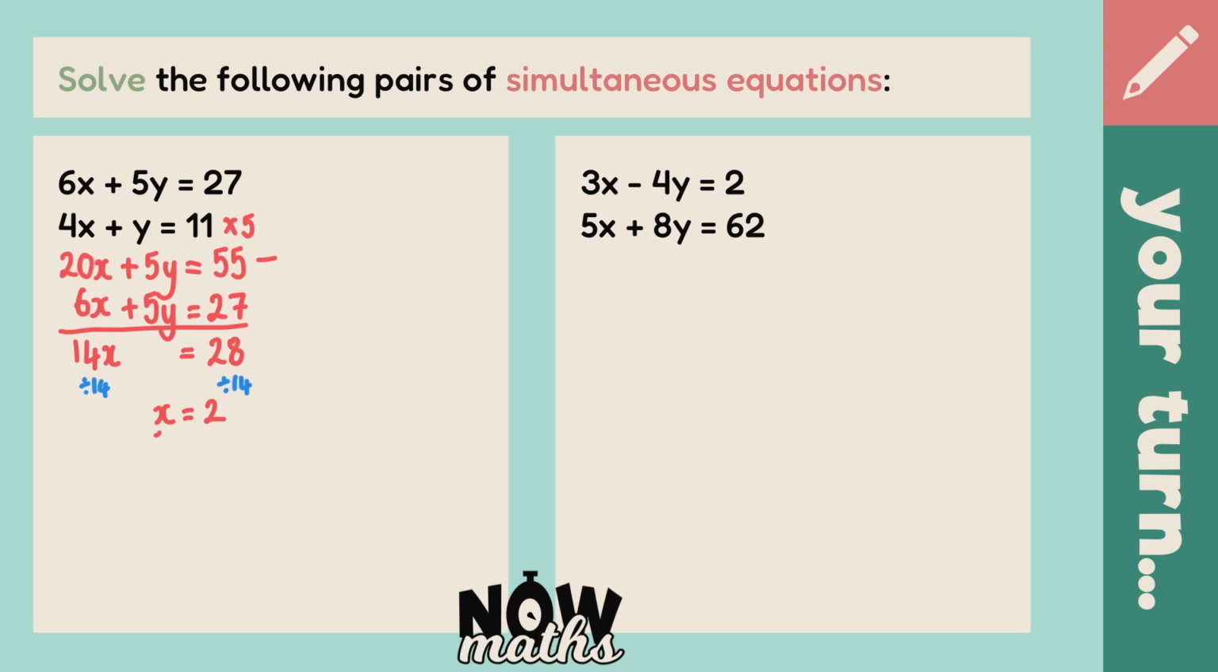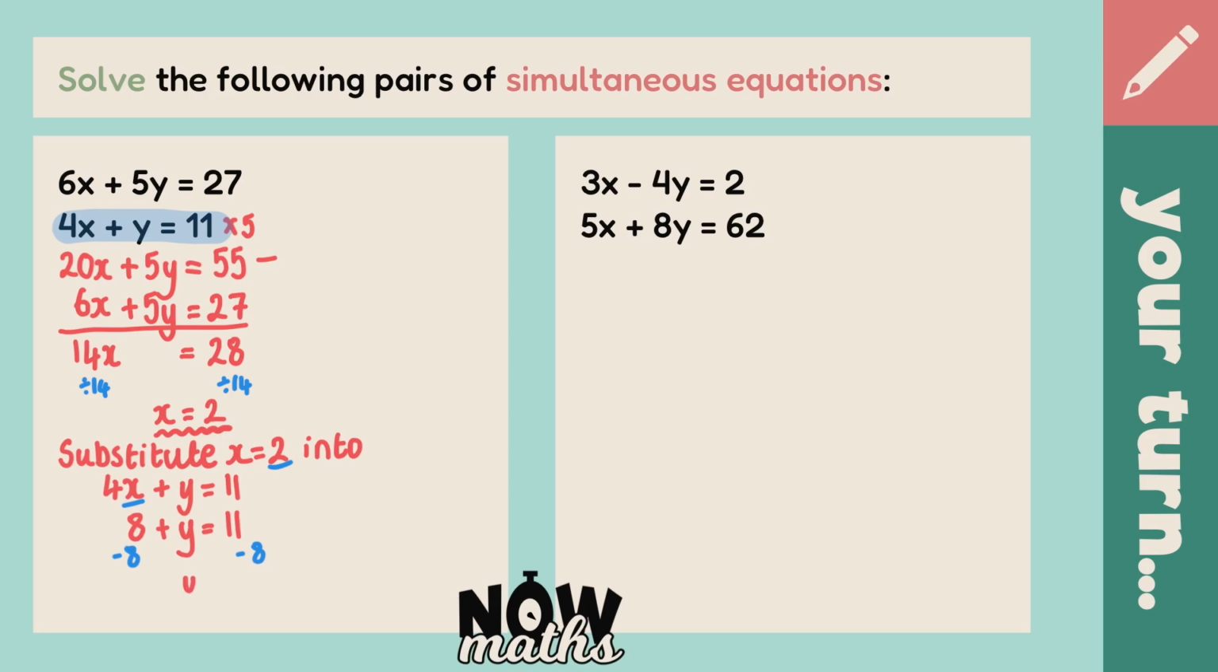And now we need to substitute this solution into one of the equations we started with. In this case, I would choose to substitute into the bottom equation. So when we substitute x for 2, 4x becomes 4 multiplied by 2, which is 8. Add y equals 11. And then to solve this equation, subtracting 8 from each side gives us that y equals 3. So our final answer is x equals 2 and y equals 3.